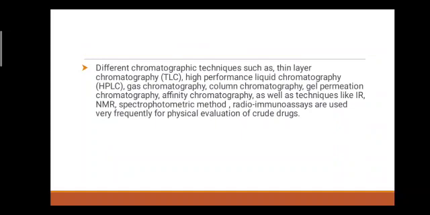Different chromatographic techniques such as thin layer chromatography, in short TLC, then high performance liquid chromatography, in short HPLC, then gas chromatography, column chromatography, gel permeation chromatography, affinity chromatography, as well as techniques like IR, NMR, spectrophotometric method, radioimmunoassay are used very frequently for physical evaluation of crude drugs.